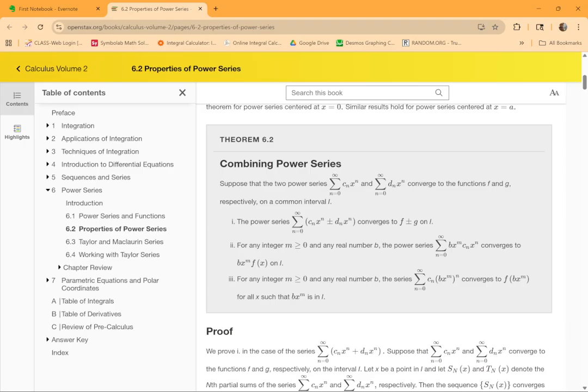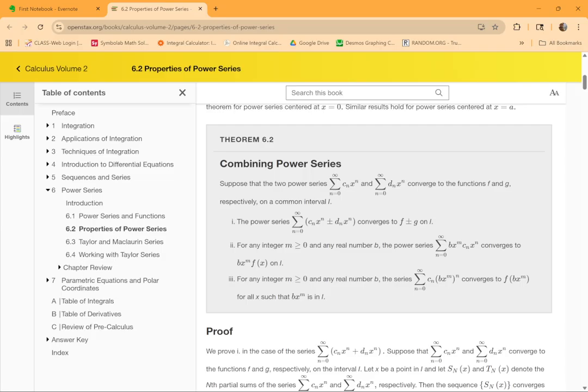Okay, so here we're going to take a look at combining power series. If we look at our theorem about combining power series, what it states is that we have two power series, each with their own interval of convergence. And in order for us to construct these new power series, if we want to add them, then we're looking for a common interval I.